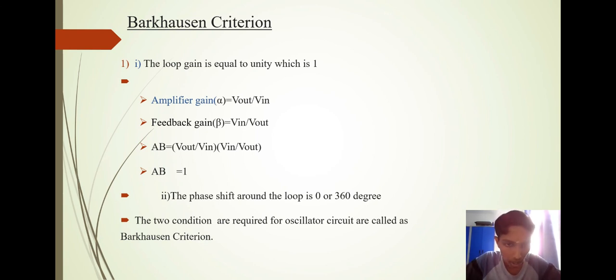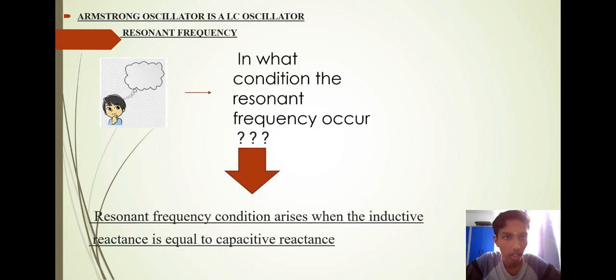So let's read about the second condition. The phase shift around the loop is 0 or 360 degrees. So the two conditions required for an oscillator circuit are called the Barkhausen criterion. Let's go to the next slide.